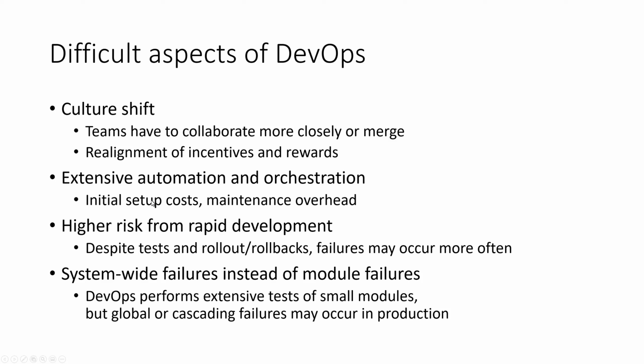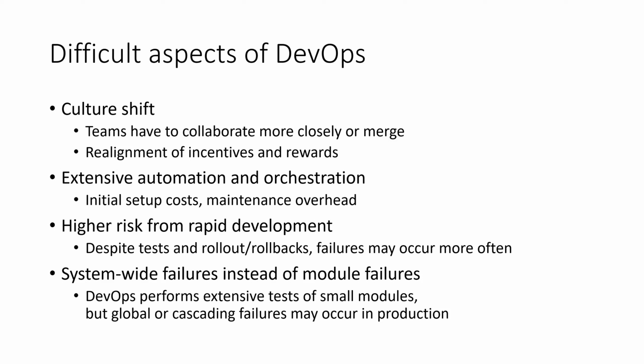Consider, for example, our router test bed example. We don't have the orchestration in place yet, so we can't actually do extensive DevOps. And there is some maintenance overhead for this orchestration infrastructure. If we can offload the automation and the orchestration to the cloud provider, then that makes it much easier to use DevOps. When using DevOps, there's a higher risk from rapid development.